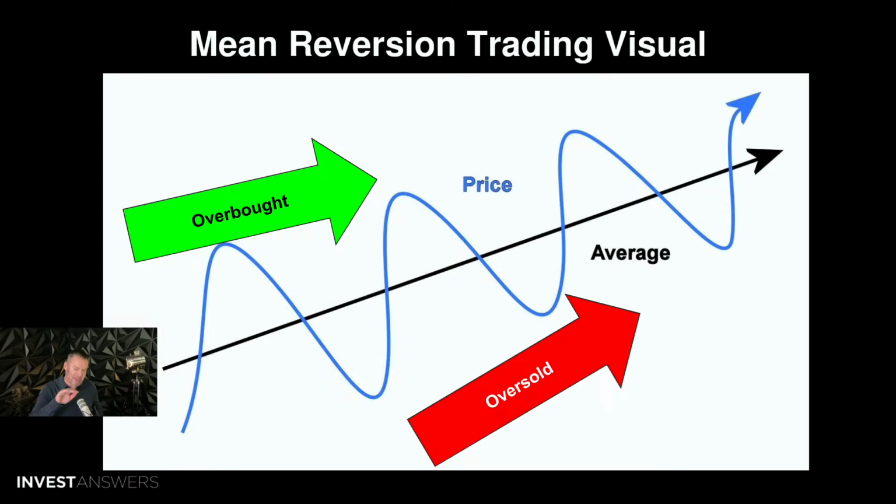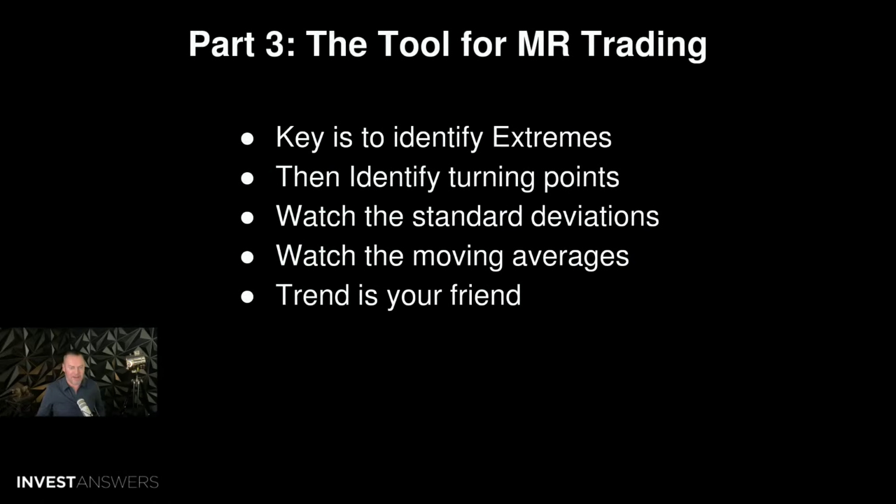So if you imagine this as a trend line, you could have that trend line as a 100-day moving average or a 200-day moving average. That's a black arrow in the middle. The price oscillates above and below, above and below, above and below all the time. When it's above the mean, it's overbought. When it's below, it's oversold. It is that simple.